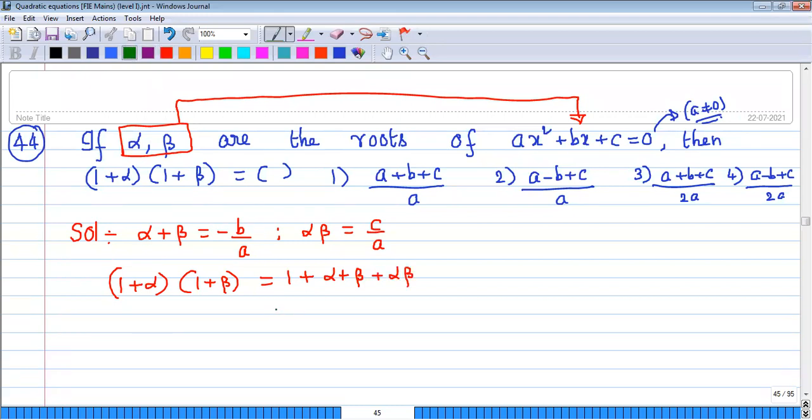Very good, Nana. Let us substitute: 1 plus minus b upon a, c upon a. Just simplification. LCM a, minus b plus c. A minus b plus c upon a. Second option.